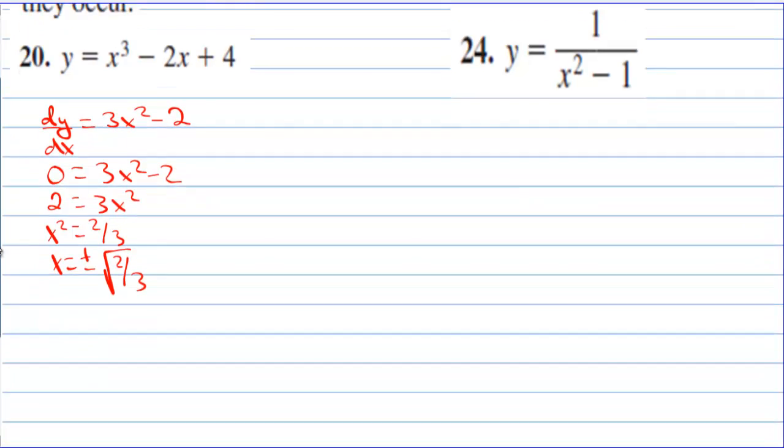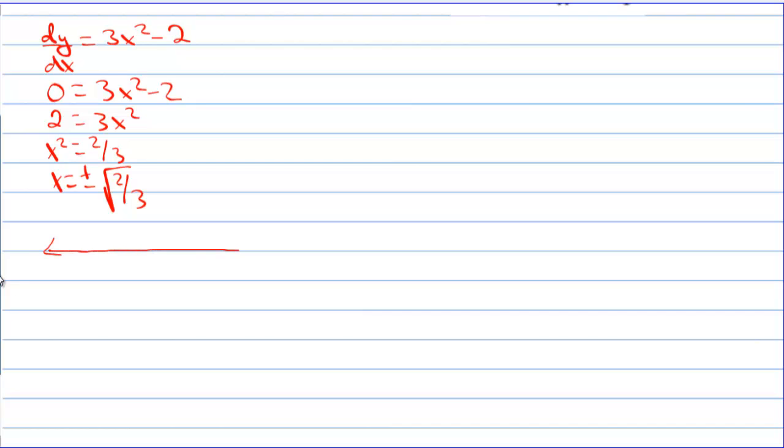Let's put those values on a number line. These are the critical values. So we have negative square root of 2/3. We have 0 in between, and the positive square root of 2/3. And 2/3 is a fraction. It's less than 1. And when you take the square root, it'll be even less than 1. So we're pretty safe to check 1 and negative 1.